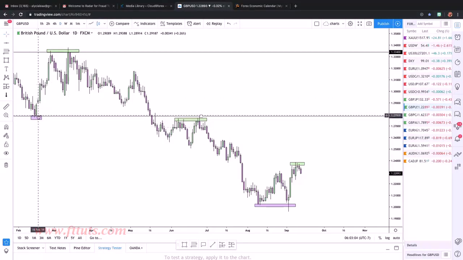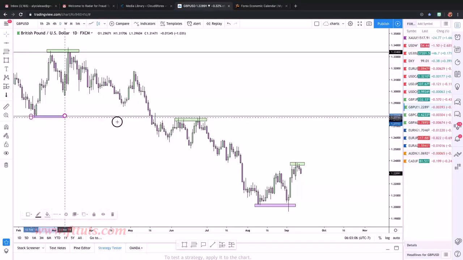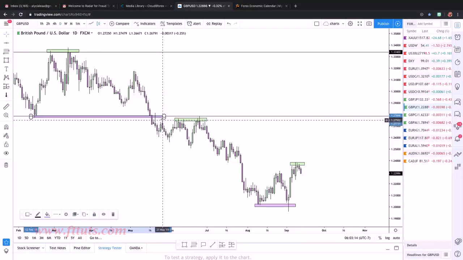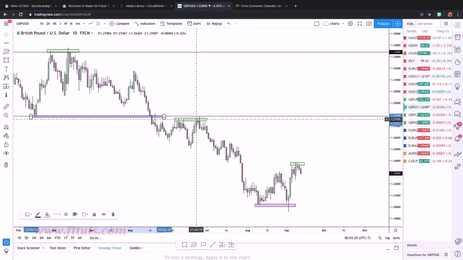Okay, so this was support. Then price broke through support with a bearish candle, came back up, retested, dropped down, pulled up, dropped down, came back for another retest over here. We had a double top formation and then finally dropped. So then this support turned into a resistance.